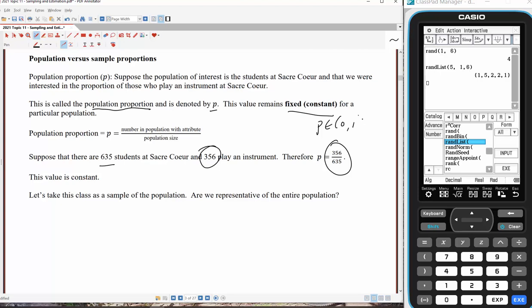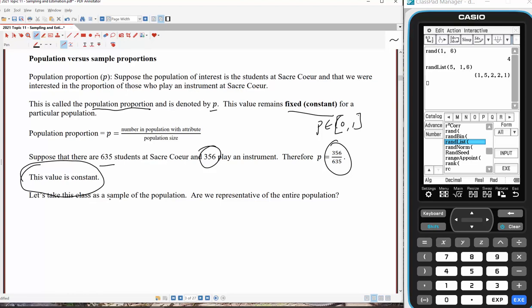Could it include the endpoints? I suppose it can. Yeah, it definitely can include the endpoints, although that would presume that of the 635 students, 0 play an instrument, so 0 out of 635, or 635 out of 635. So p can be any value between 0 and 1 inclusive. Again, it's important to note that this is always constant. This will always be our population proportion.